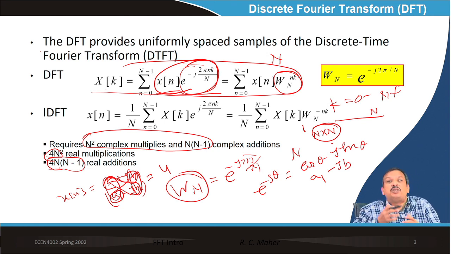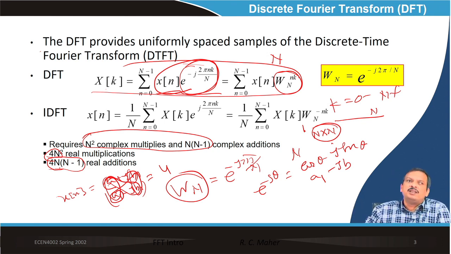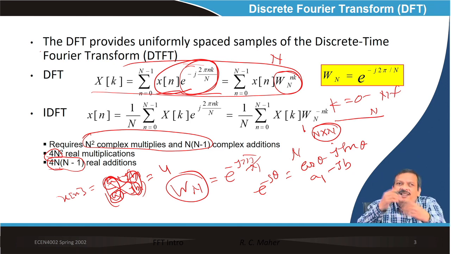Now, I want to reduce this complexity. Instead of n square, can it be made something which is less than n square? That is an efficient algorithm. So, depending on the efficiency of the algorithm, the computational complexity will be reduced. So, that is called fast Fourier transform.